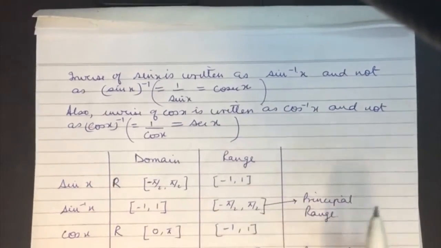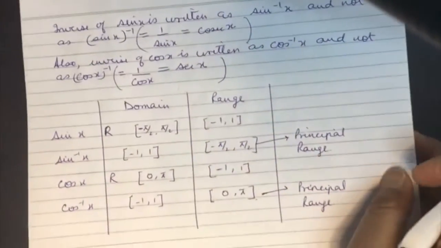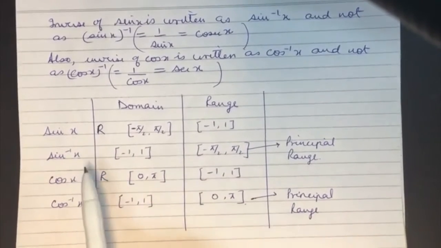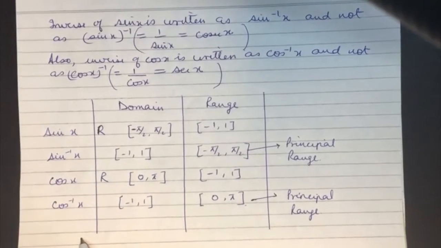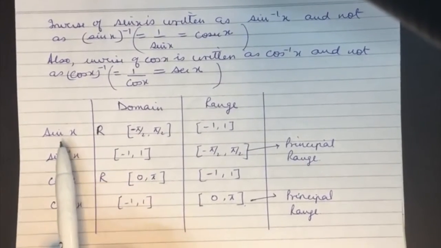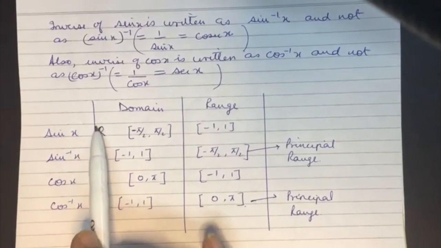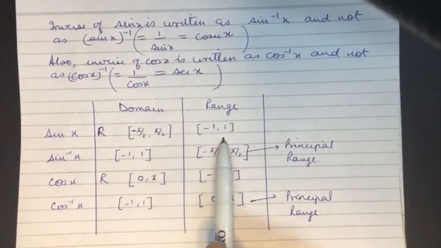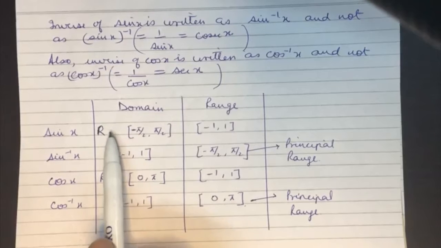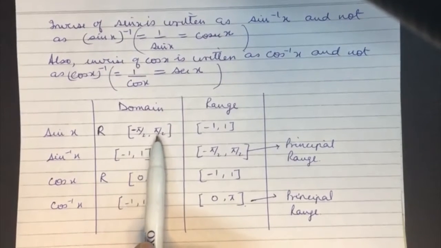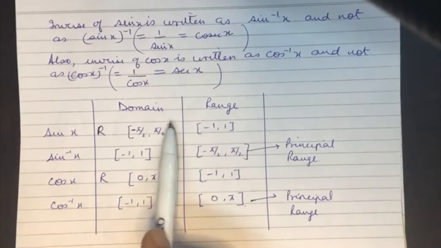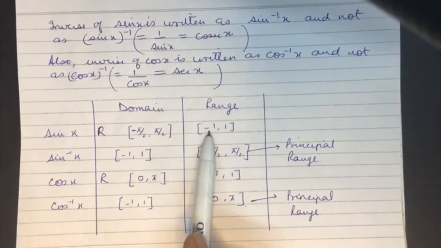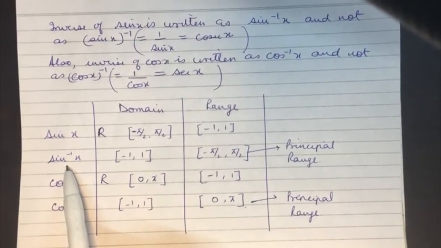Now, let us first consider the restricted domain and the range of sine and cos, and hence that of sine inverse and cosine inverse. We know that sine x has the domain all real numbers, that is R, and the range is -1 to 1. But if we restrict this domain to minus pi by 2 to plus pi by 2, it becomes 1-1 and hence invertible. And in that case, sine inverse is defined.